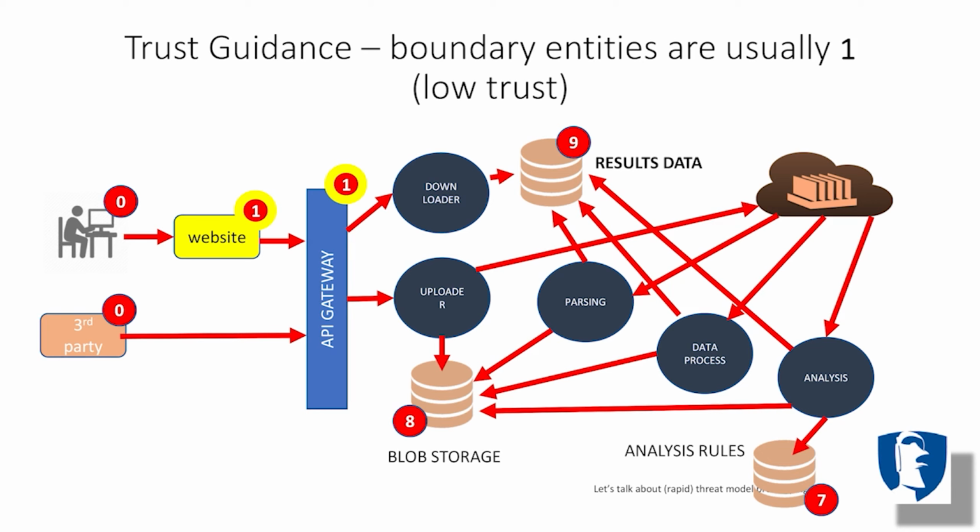Then I'm going to take everything that's intentionally low trust and on the boundary, and I'm going to give that a 1. So we know that the website and the API gateway are designed to communicate to the outside world. They're both going to have a designation of 1. That's just guidance, though, because you could conceivably have an API gateway that might have a 3 or 4, depending upon the information that gets flowing into it. In this particular case, that's not the case.